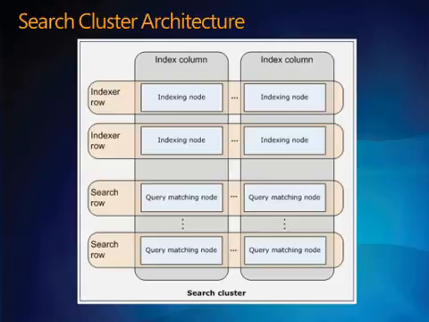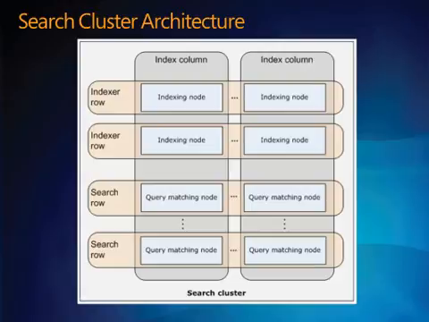The search row is a set of search nodes that contain all items indexed within the search cluster. A search row consists of one search node for each index column within the search cluster. You can use multiple search rows to provide performance load sharing and fault tolerance.